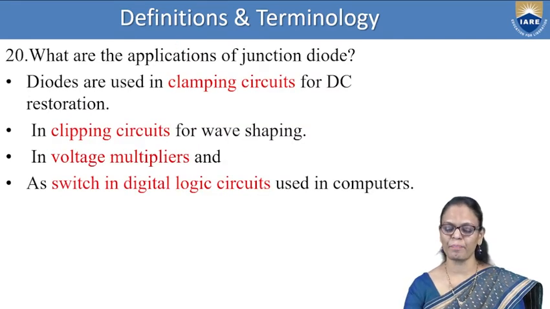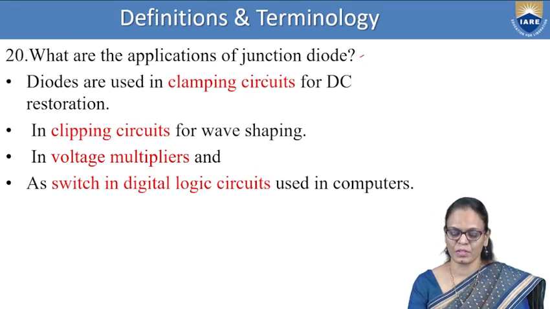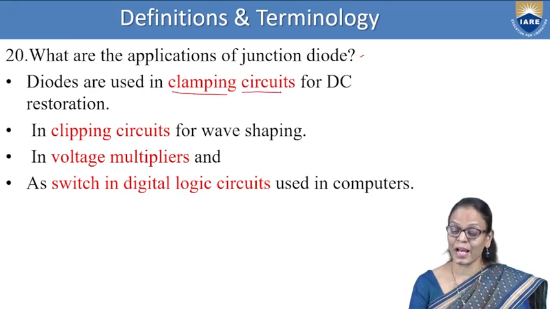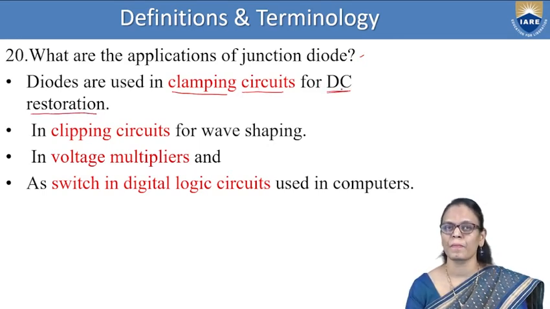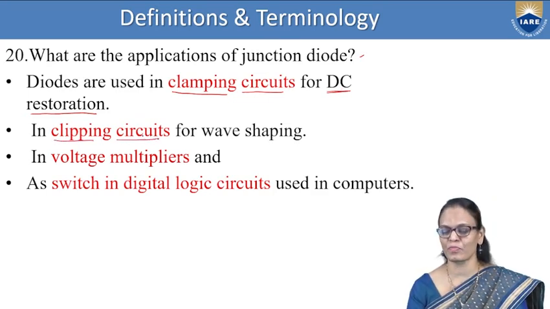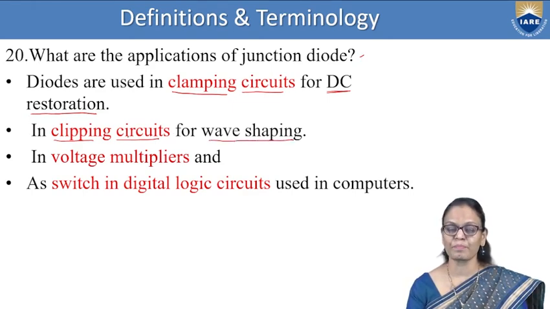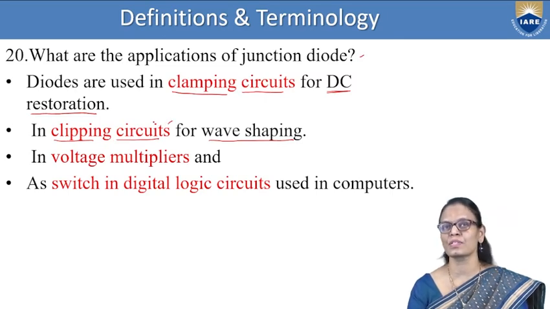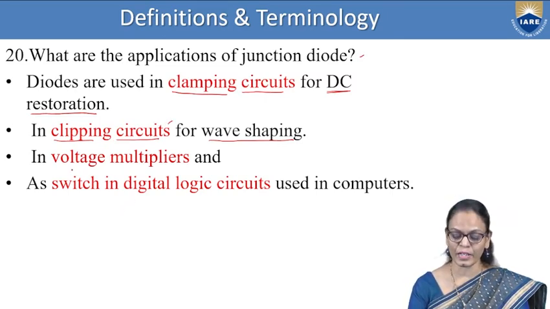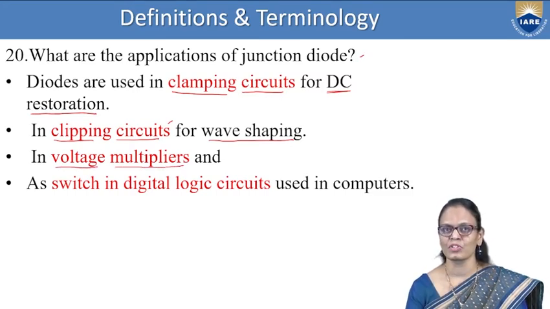Next comes, what are the applications of a junction diode? Diodes are used in clamping circuits for DC restoration, direct current restoration. Also, they are used in clipping circuits where we have to clip the waves for wave shaping. Whenever wave shaping is required, we need to clip, so in the clipping circuits also we use the junction diode. And in voltage multipliers, whenever the voltage has to be multiplied, we use junction diodes.